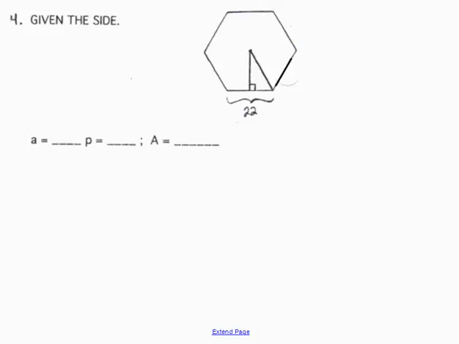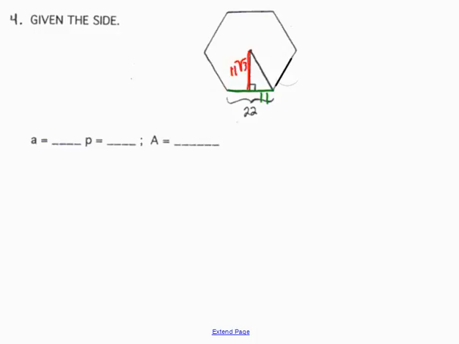Okay, they gave us the side. That's cool because we can figure out the perimeter really easy. How do we figure out what the apothem is? Well, we have to divide the side in half. So this is going to be 11 here. And to get the apothem, we have to take that and multiply it by radical 3. So our apothem is 11 radical 3.